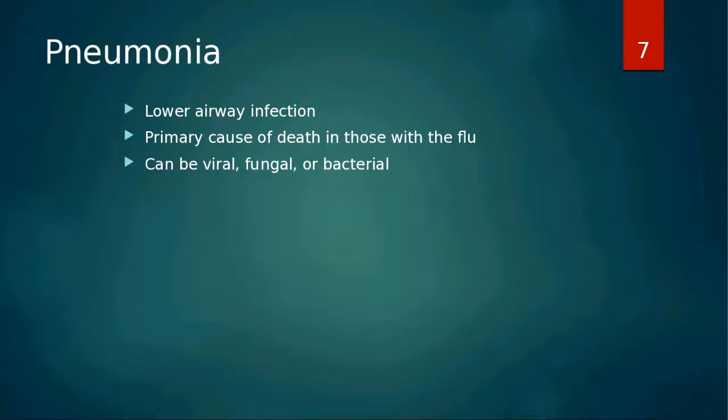So you can get pneumonia 3 different ways. It can be viral, bacterial, or fungal. You can also get parasitic pneumonia. So I didn't put that on the slide, but yeah, 4 ways. Viral pneumonia, fungal pneumonia, bacterial pneumonia, and now parasitic pneumonia.